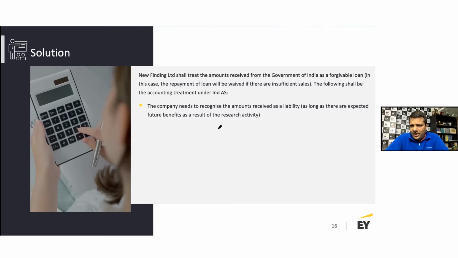So you have to be careful and do this estimate at every reporting period, unless you have actually disbanded the project completely, and there is no chance that you will be able to create any sales out of the product which you have tried to develop. That means you haven't been able to develop it, right? So the company needs to recognize the amount received as a liability, okay, as long as there are expected future benefits as a result of the research activity.